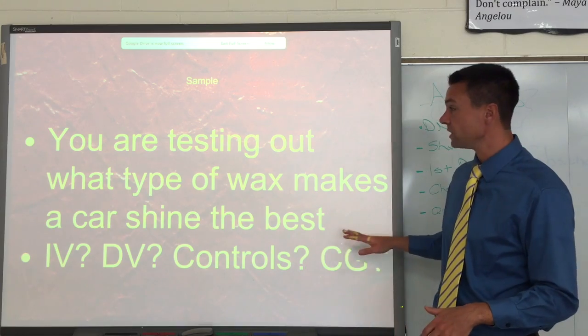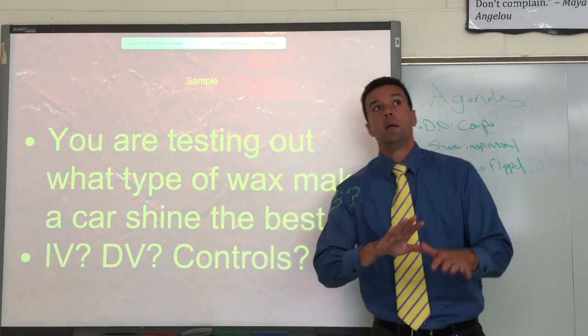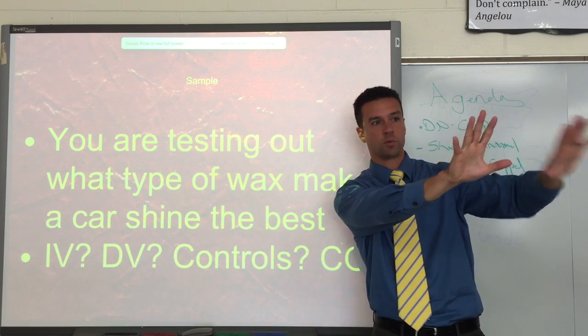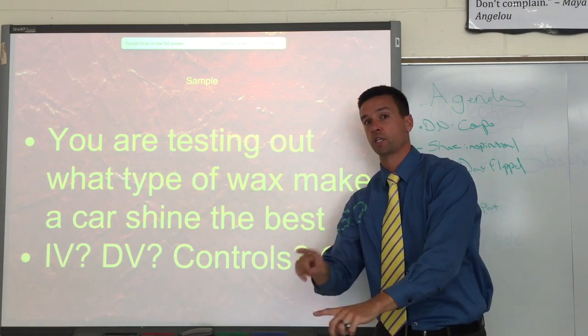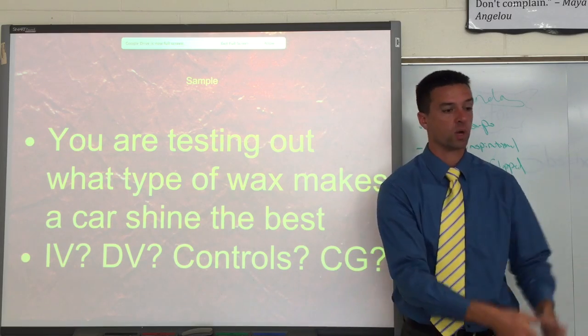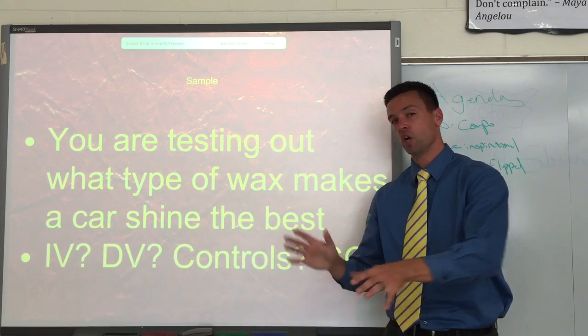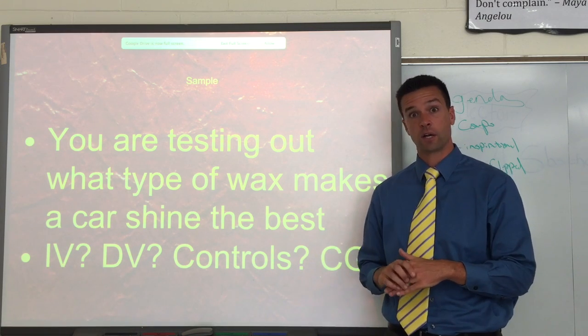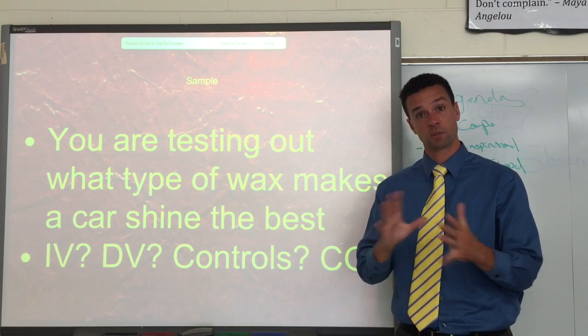For the control group, in this case, maybe you do the whole car, and you do this section with this wax, this section with this wax, this section with this wax, and you have a certain section where you did no wax at all. That would be your control group. Or if you want to do different cars, this car with one wax, this car with another wax, and this car with no wax at all. That would be your control group. So a section or an entire car that you would do no experimenting on.